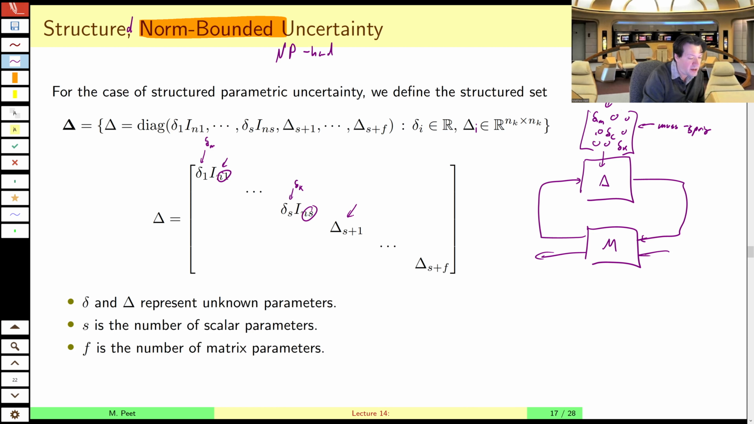Likewise, we may have cases where we have unstructured uncertainty blocks that pop in here as well. Those are the deltas, the capital deltas. These are matrix valued and they're unstructured. Each block is unstructured, but the whole thing is still structured in this diagonal form. We can allow for certain unstructured blocks to pop in.